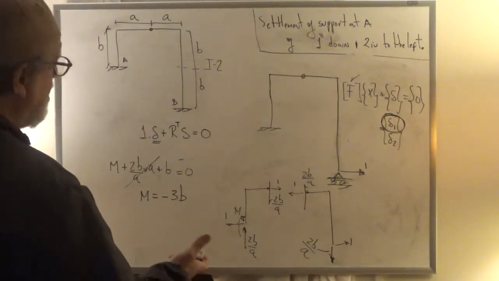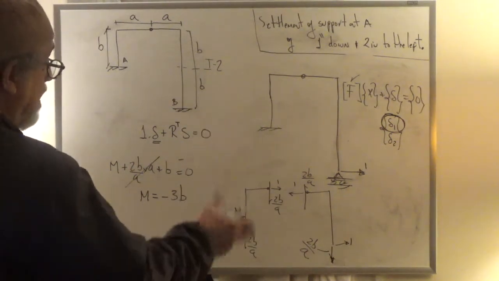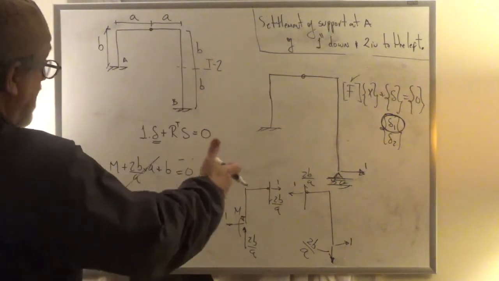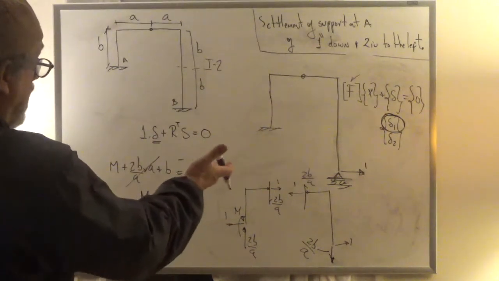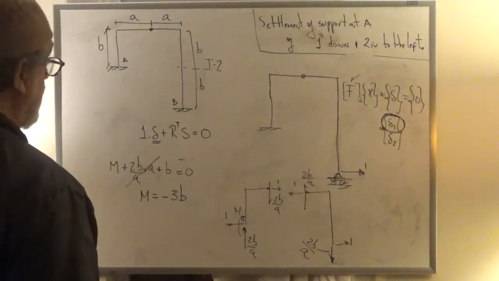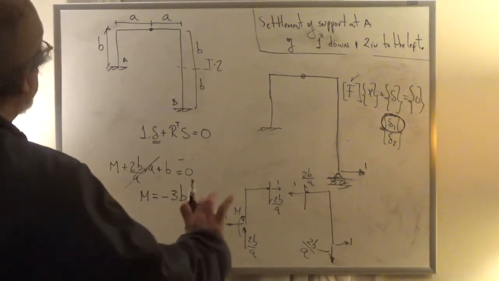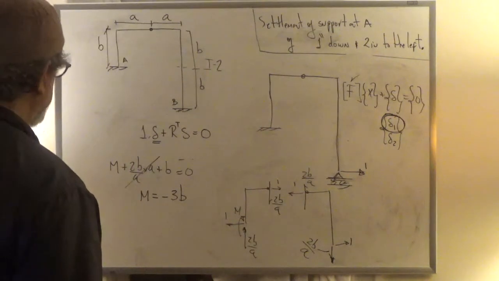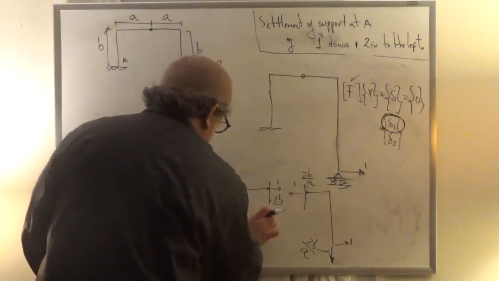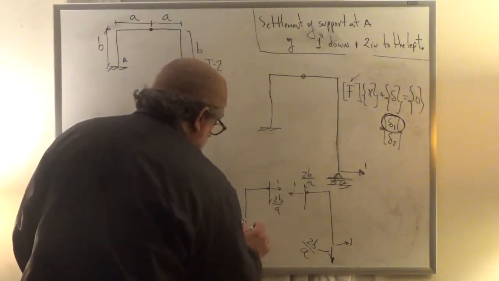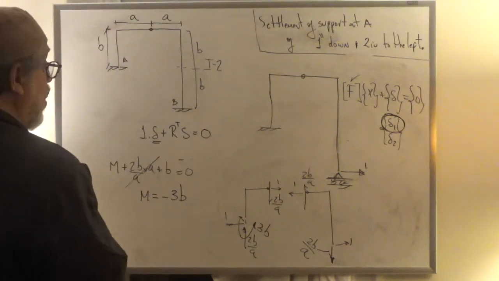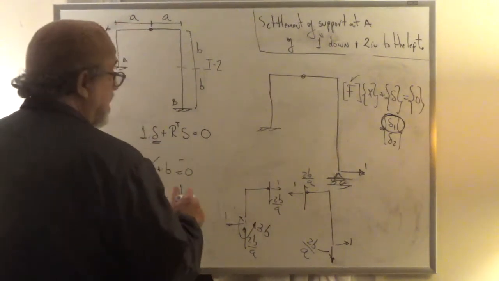Let me double check myself. 1 times 2b divided by a. This is like that, that's like this, and this is here like that. 2b over a, 2b over a, 1, 1. 2b over a times a gives me 2b, plus b, equals 0, that gives me M is equal to minus 3b, right? So that means that this moment here is actually this way, 3b. All right?